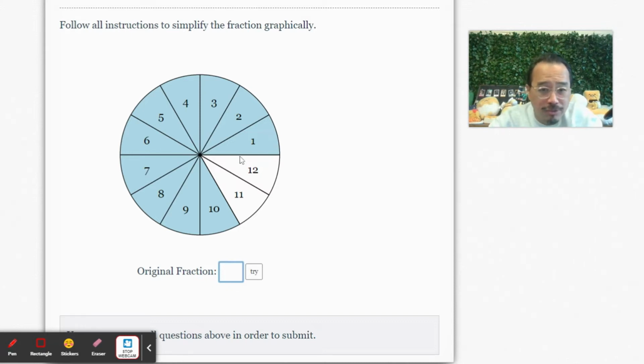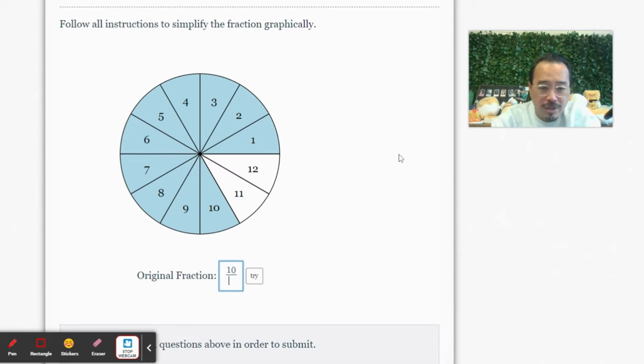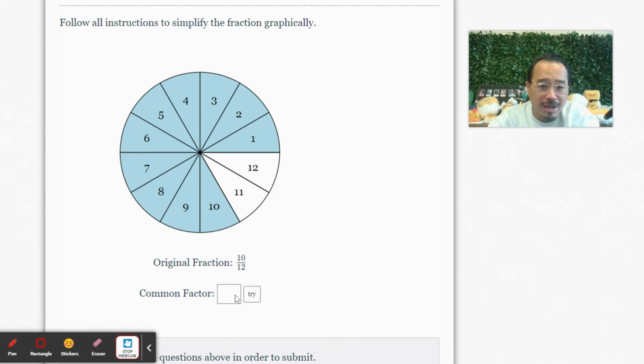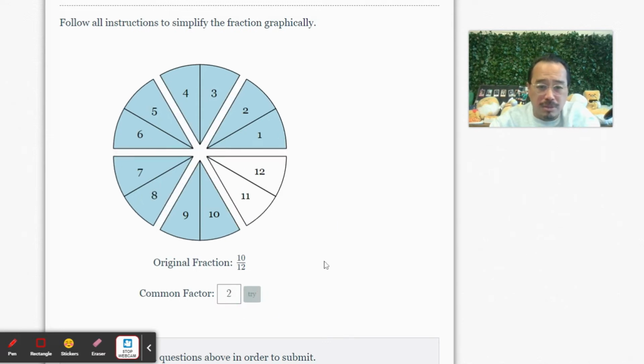Now here we've got 12 total pieces. Again, you're going to need to use that slash line. 10 of the 12 slices are shaded in blue, so I'm going to put in 10 over 12, using the slash button, and click try. Now, common factor. For this one, the GCF is 2, so we'll use that.